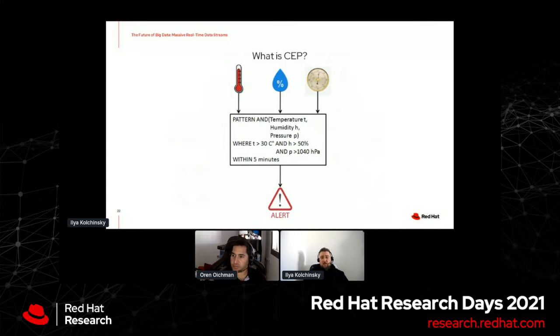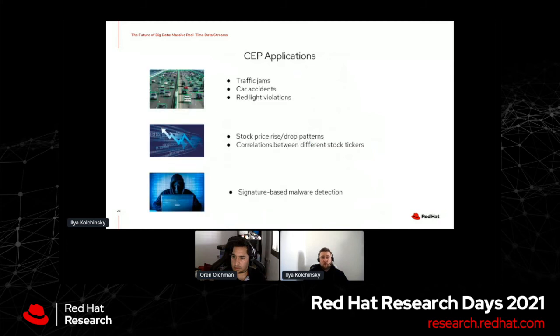So basically, in very simple, primitive terms, we can say that CEP is executing SQL queries on streaming data. Now, we can think of a lot of relevant use cases for such a technology. Just to name a few. In smart cities, we can use CEP to analyze readings of traffic cameras, to identify car accidents, traffic jams, congestions, violations of traffic rules, and so on. In stock markets, we can identify all kinds of complex patterns for rises and drops in stock prices.